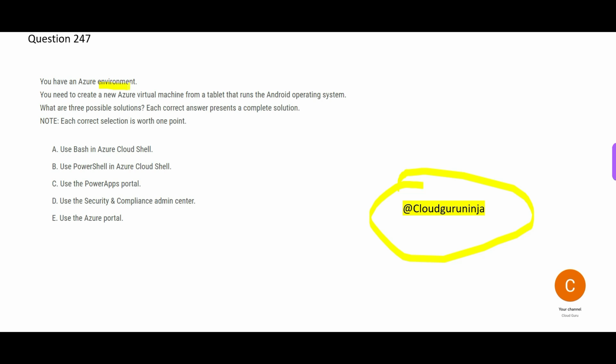You have an Azure environment. You create a new virtual machine from a tablet. Mind you, you are having a tablet running the Android operating system. And what are the 3 possible options here? So this is not a logical question, it is just a type of question. You can use Bash in Azure Cloud Shell. You can use PowerShell in Cloud Shell, and you can use Azure Portal. By default, Azure Portal you can always use with anything. But apart from that, when we are talking about the Android operating system, you can use PowerShell and Bash.